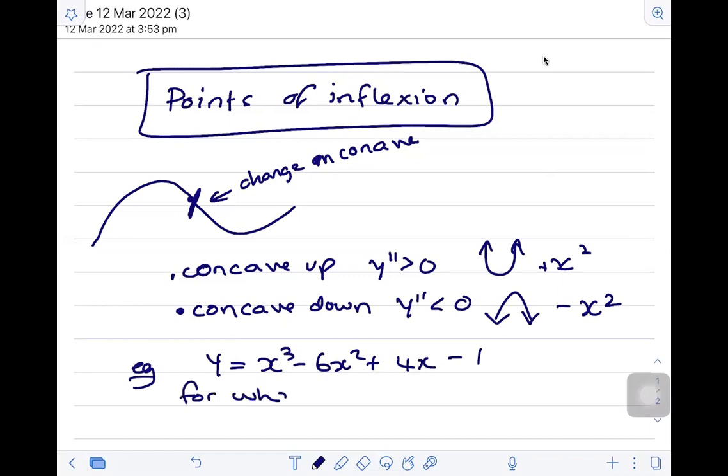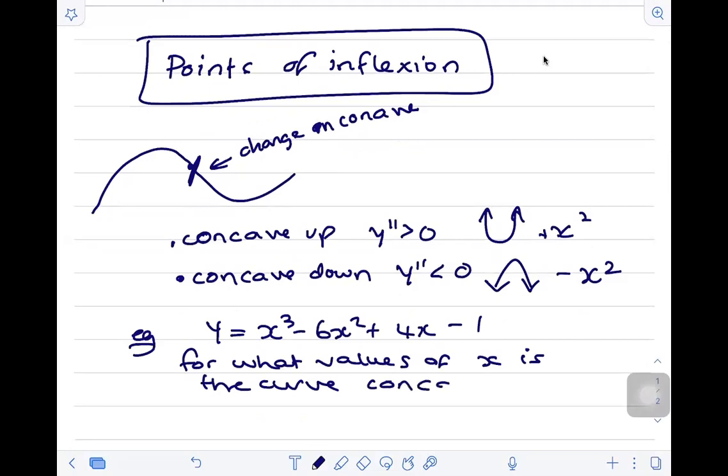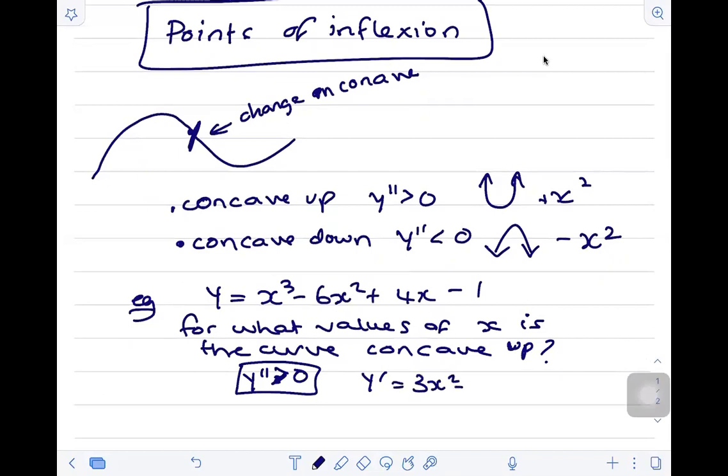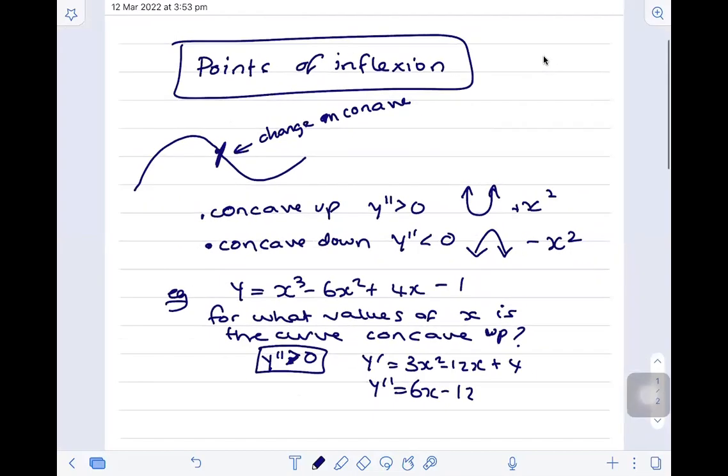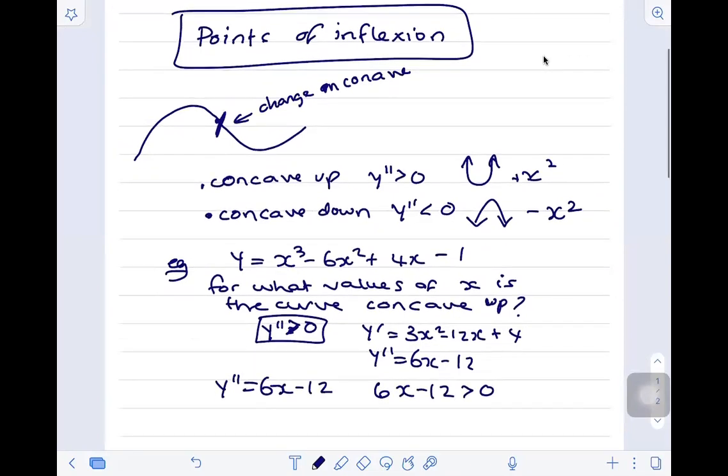and you want to find for what values of x is it concave up. So for what values of x is the curve concave up? Okay, so it'll be concave up when y double dash is greater than 0. So y dash is equal to 3x squared minus 12x plus 4. Y double dash is 6x minus 12. So when 6x minus 12 is greater than 0, that will happen when x is greater than 2. And that's the values of x for which the curve is concave up.